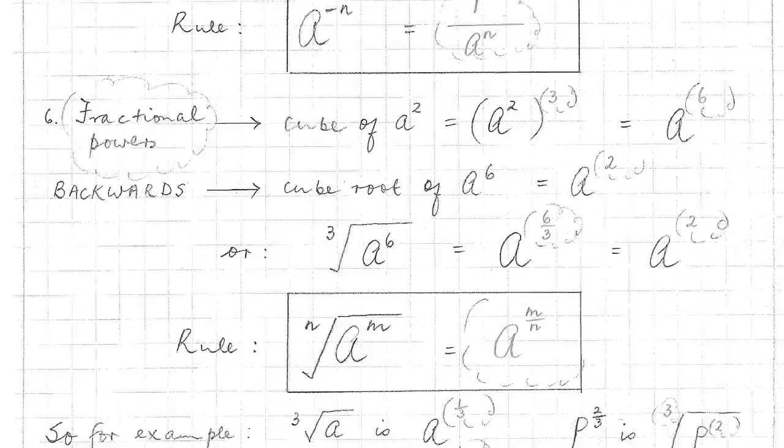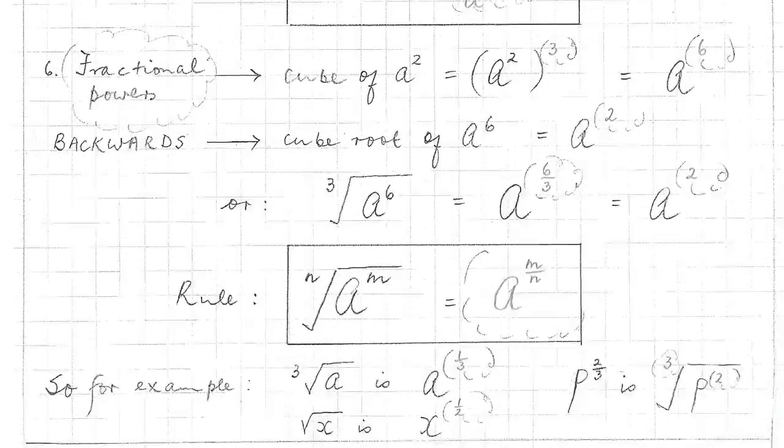So, the cube root of a will be written as a to the power 1/3. You just have to get used to it. It's another way of writing the cube root of a. The square root of x will be x to the power of a half. Correct. And p to the power 2/3, well, which one's on the bottom? It's the 3. So that's the cube root. The 2's on the top, and that's p squared inside the square root sign. So that's the cube root of p squared.